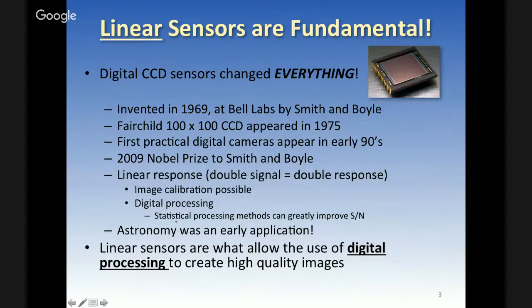And it turns out that when we use statistical processing methods, we can greatly improve our signal to noise. In the early days of CCDs, astronomy was a very early application, and in fact one of the bigger applications. We all know today that it's a tiny application. Hardly anybody pays attention to us doing astrophotography. But in the early days, this was a big thing. The astronomers recognized the value of having a linear sensor, and it's really what allows us to use digital processing to create these high-quality images.